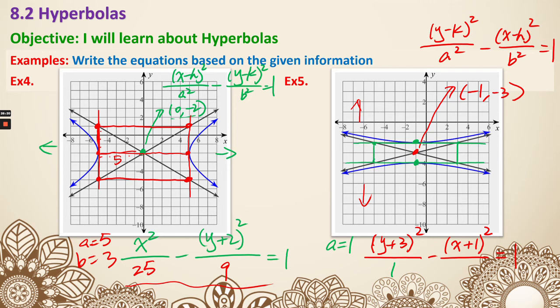So now if that's a is 1, then 1, 2, 3, 4, my b is 4. So it's going to be a 16. When you write the final form, you do not have to write the 1 under the squared term, but that's how the equation is going to look. And that is example 5.